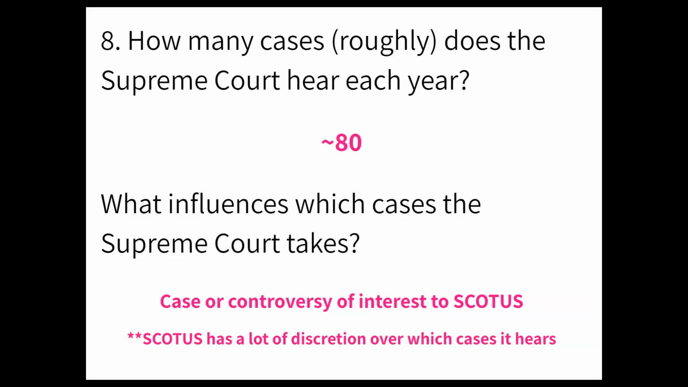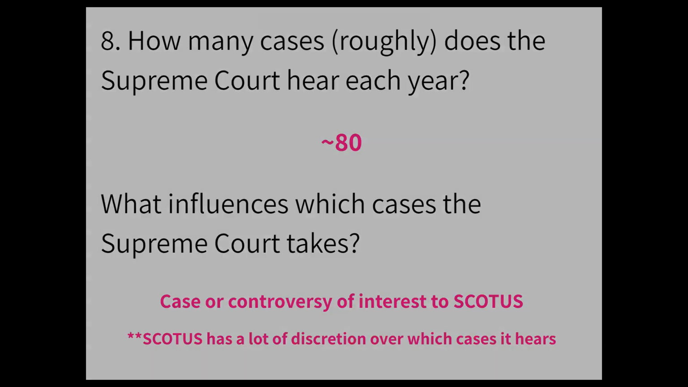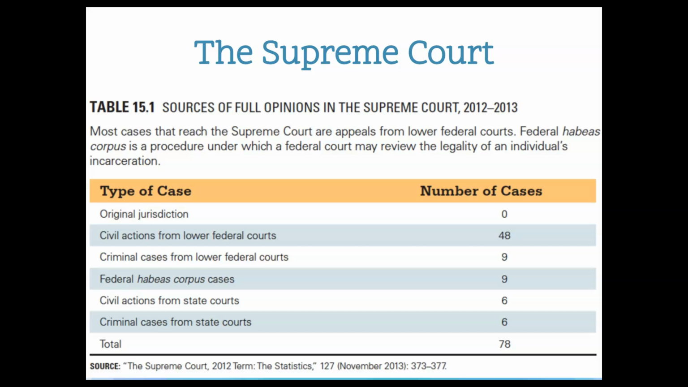Now, in general, the Supreme Court will hear roughly 80 cases a year. And the Supreme Court gets to pick and choose. Thousands of cases are appealed to the Supreme Court every year, and they hear, again, only about 80 of them, so a limited docket. What influences the Supreme Court in terms of the cases it will take, a lot of times they're going to pick things that interest them, that are of controversy or a topic of interest to the Supreme Court. And they're going to get to have a lot of discretion, meaning choice, over the cases that they hear. Now, this is just a snapshot from a docket of cases back in 2012, 2013.